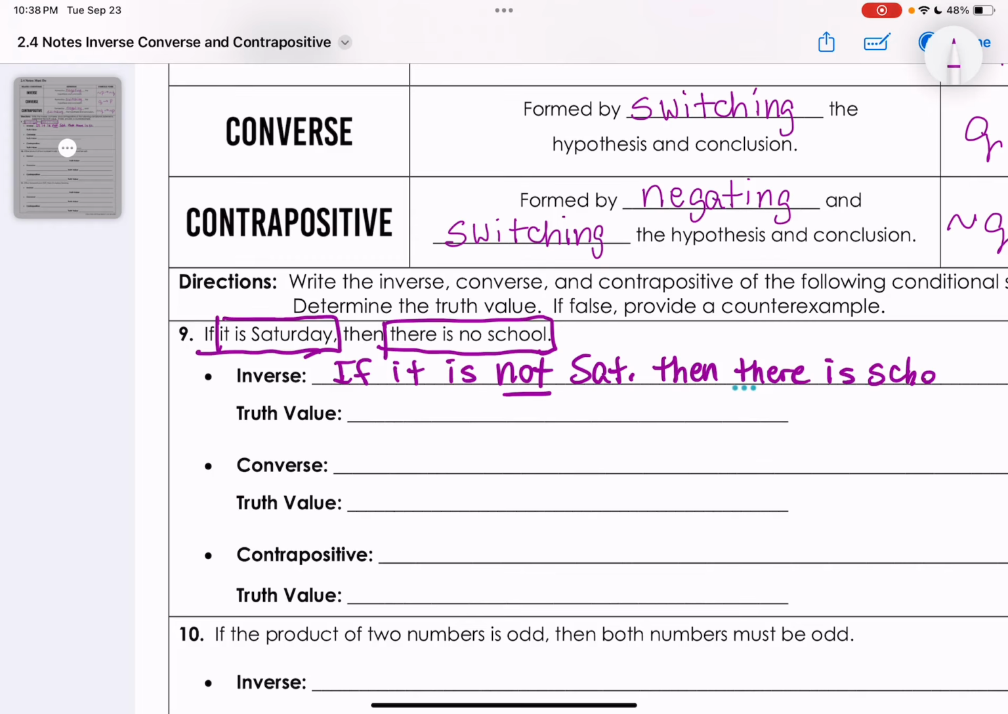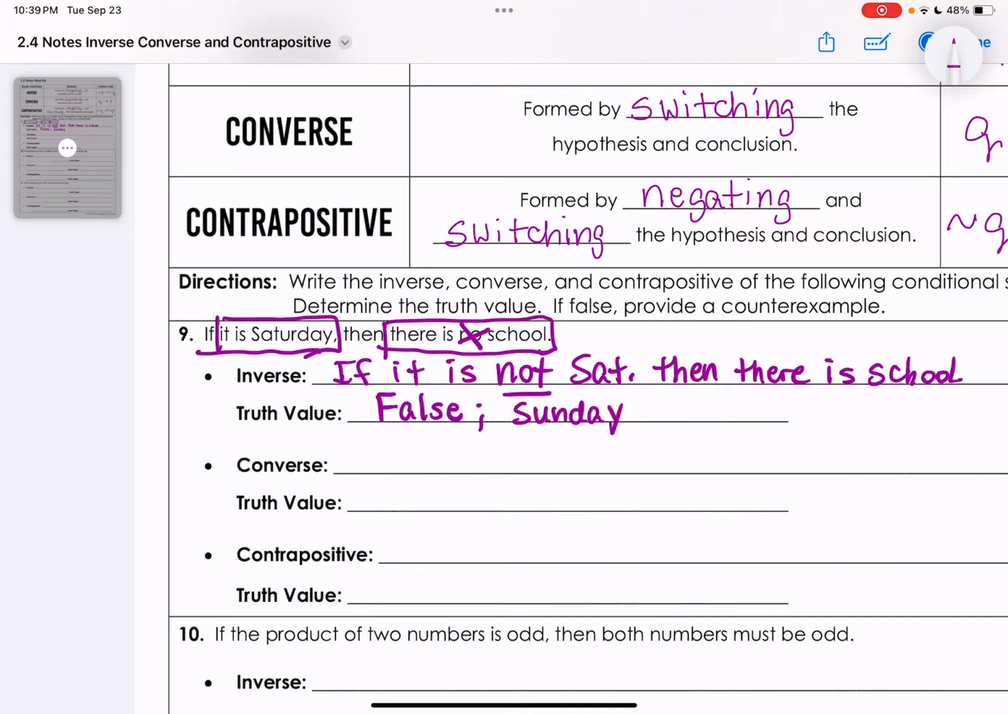Because negating, making negative, taking the opposite, we're taking the opposite of this. We negate the no, and so now it's sort of like two negatives. When you subtract a negative, it makes a positive. That's what's happening here. So if it is not Saturday, then there is school. So truth value, no, this is false, because it could be Sunday. So we have school on Sundays.